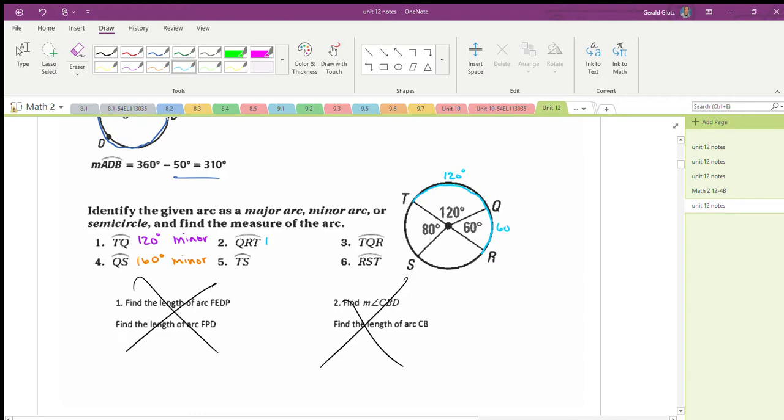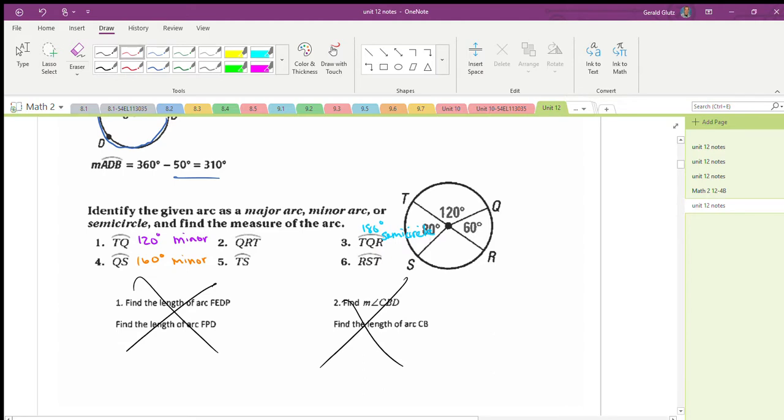Oh, I skipped some, whoops. Oh well, I'll go back to that. So this would be a semicircle. That's not how you spell semicircle. So QRT, which I definitely skipped, I'll go back to that. Oops, did not mean to erase that. So that's 180.